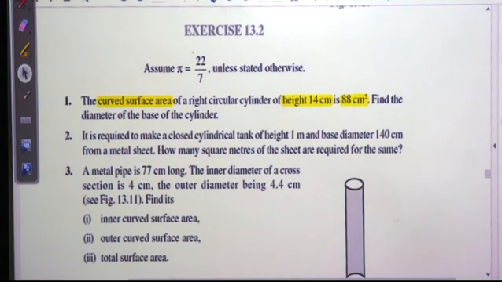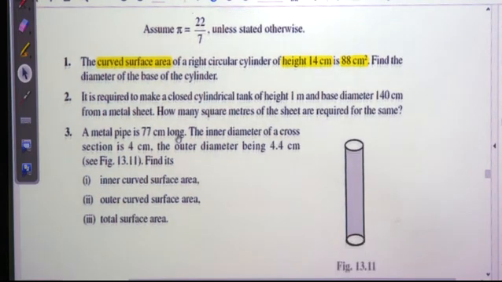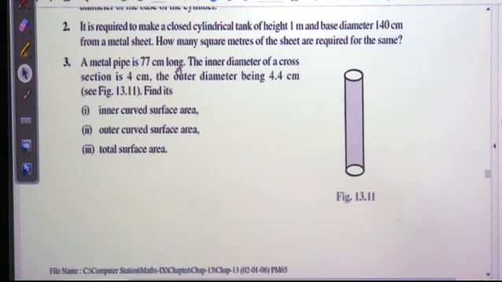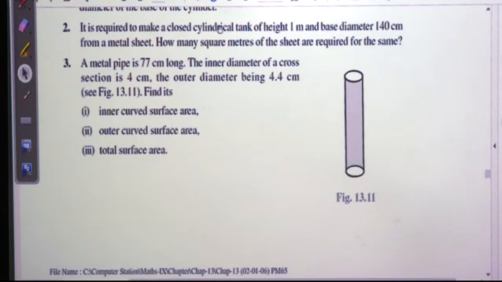What is the next question here? It is required to make a closed cylindrical tank of height 1 meter and base 140 centimeter. Height is 1 meter, the dimension is given here. Base 140 centimeter.